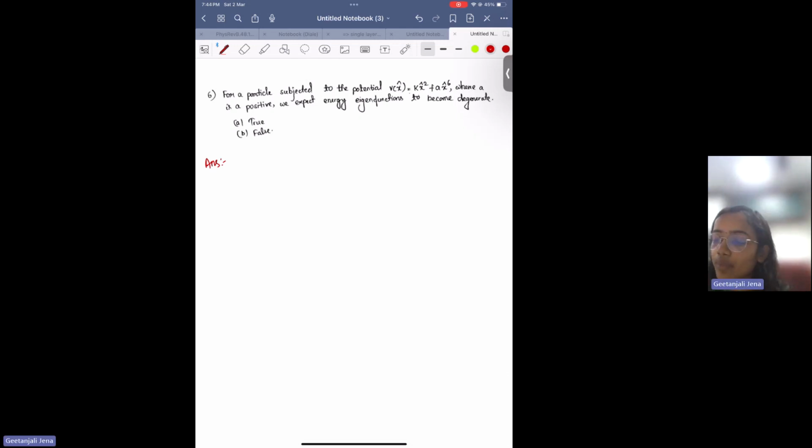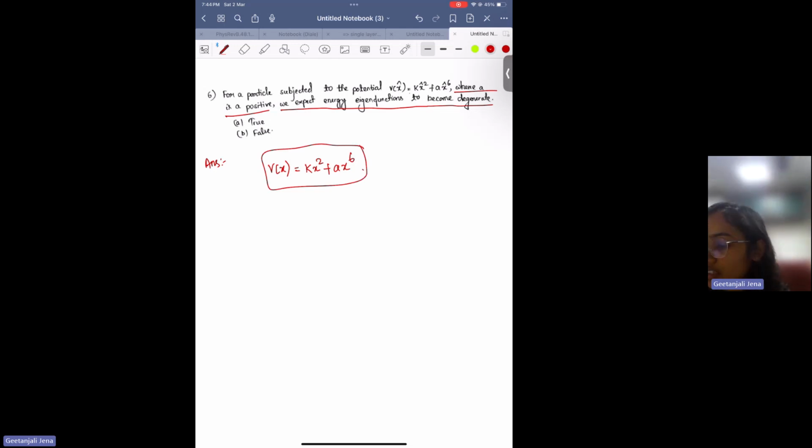It is given for a particle subjected to the potential Vx equal to kx square plus a x to power 6, where a is positive. Then it says we expect the energy eigenfunction to be of a certain form. A statement is given, and it is asking whether the statement is true or false. What is given? The particle is in this potential, which is a 1D potential, right? It's a function of x only.